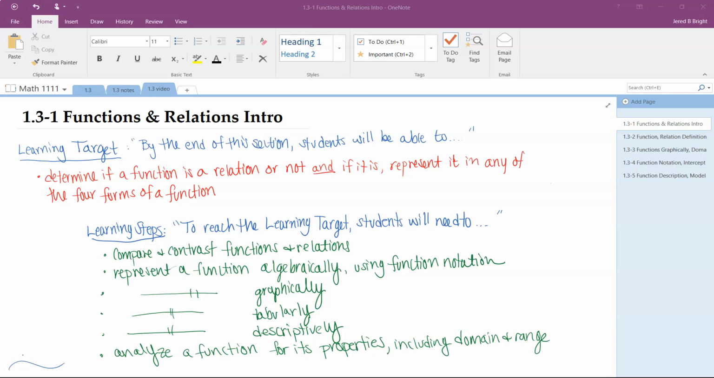And so here you can see our overall learning target, and this is the one thing that if we had to write a test question on, that is the one question that we are going to write. So is a function, or is a relation a function? And then also, how do you represent a function? That's our goal. And then you can see the learning steps. So these are the different pieces that we need to be able to do to get to our target. So compare and contrast, represent a function algebraically, graphically, tabularly, descriptively, and then talk about function properties.